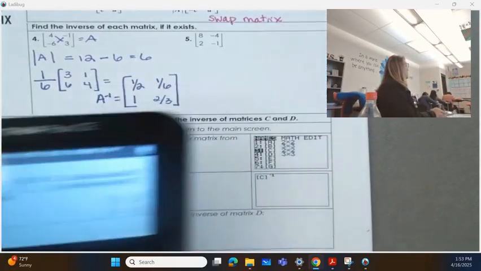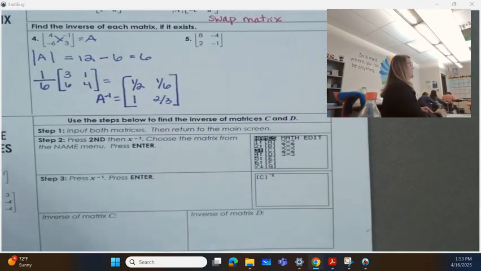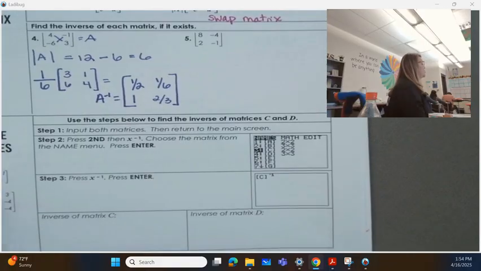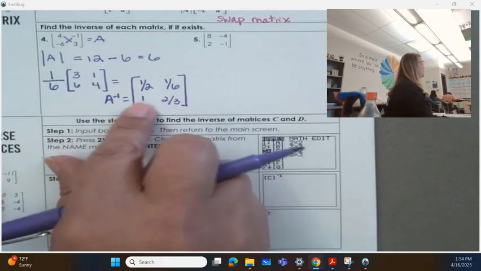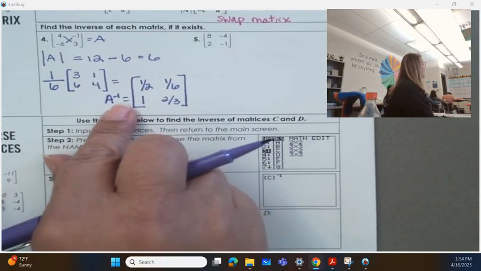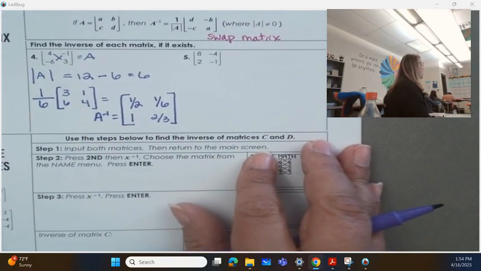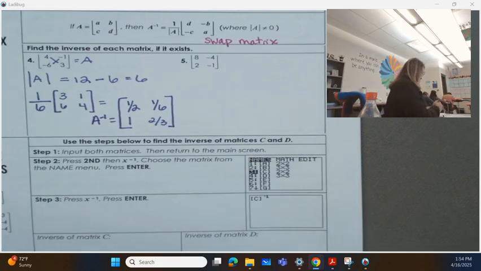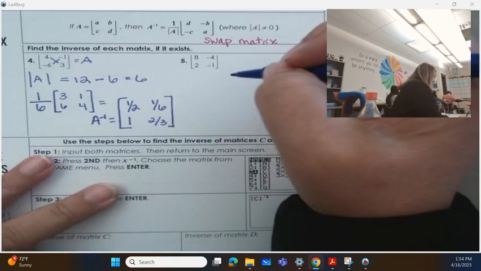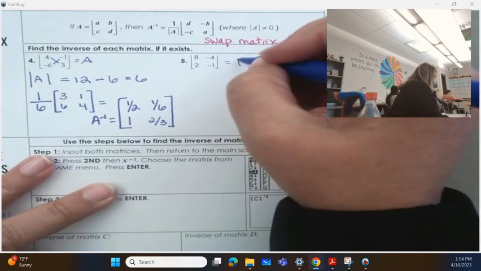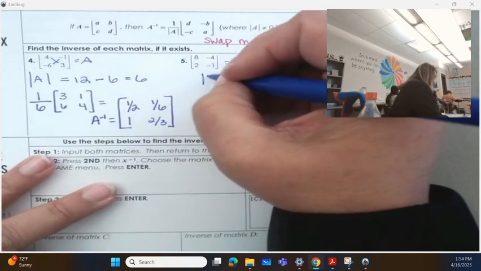Inverse matrices are really important. We're going to use them in section 8.6. Does anyone have any questions about how to do this in the calculator or in Desmos? Okay. All right, number 8, let's find the inverse. Did anyone try already? Let's do the determinant of, I'm going to call this one B.